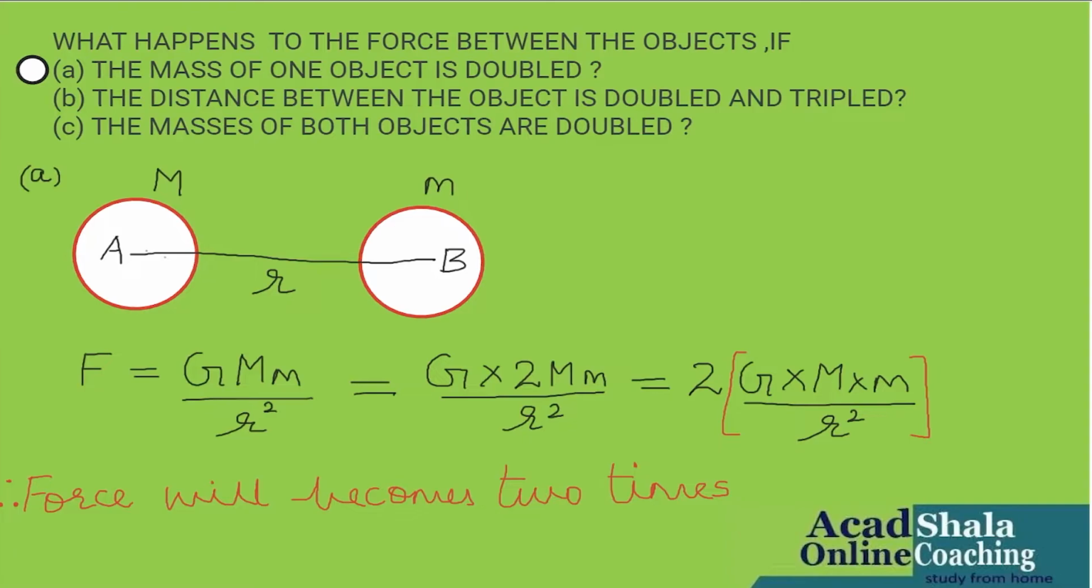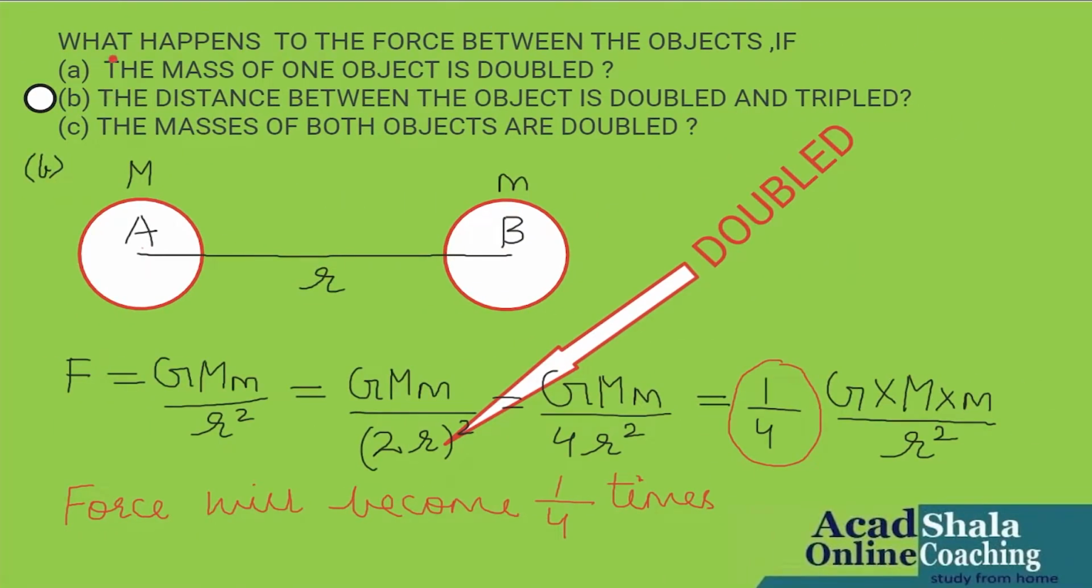Okay. Next, the B part says, what happens to the force between the objects if the distance between the objects is doubled and tripled? In the B part, I will solve for double first, and then triple afterwards. Okay, let us do this. Again, I've shown you the two objects A and B with masses M and small m with the distance R. After this, I will write down the expression. I know it very well. That is F is equal to G M small m upon R square.